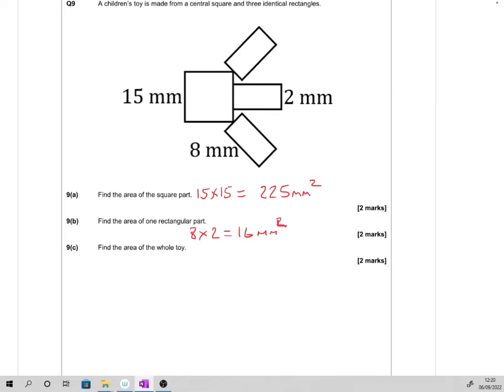And the whole toy is 225 plus 16s. We've got 3 of them, 16 times 3, which is 48. So 48 plus 225 is 273 millimeters square.